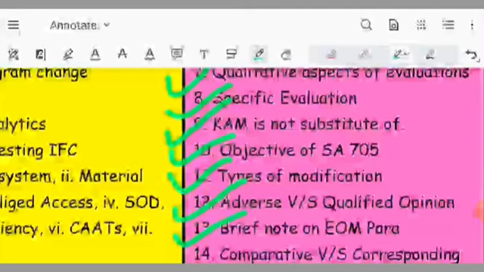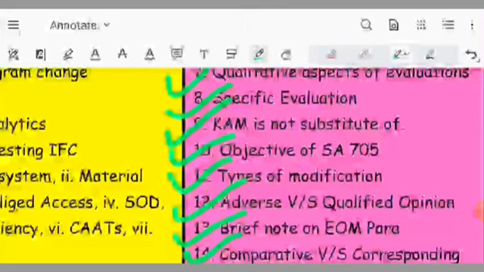Now the one last answer of this essay on the 700 series, and we are done with this series. Next is about the comparative and corresponding information. Firstly, there are two types of information regarding the prior periods. First is the corresponding figures, and another one is the comparative figures.